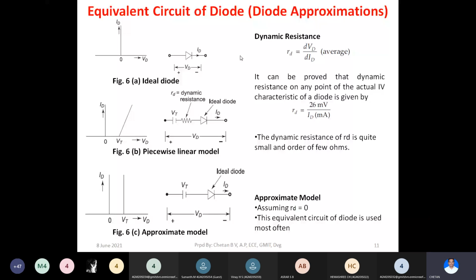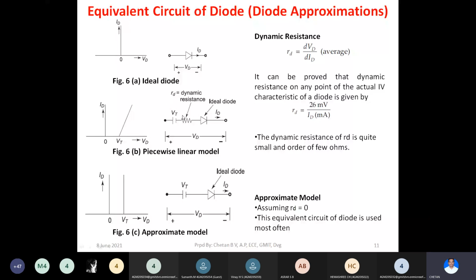So we have a collection of components, like this battery, which depicts the knee voltage or threshold voltage of a particular diode. If it is silicon, the Vt value will be 0.7. If it is a germanium diode, the Vt value would be 0.3 volt. After that, we have a dynamic resistance. A diode offers a finite amount of resistance when it is forward biased, and this dynamic resistance is the ratio of variation in voltage to variation in current. This resistance models the resistance offered by the diode.